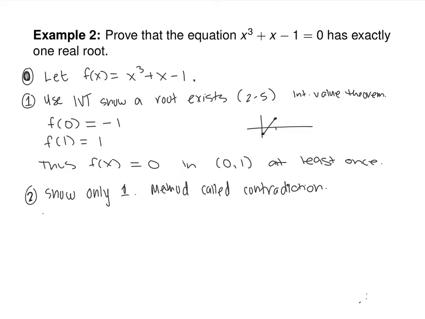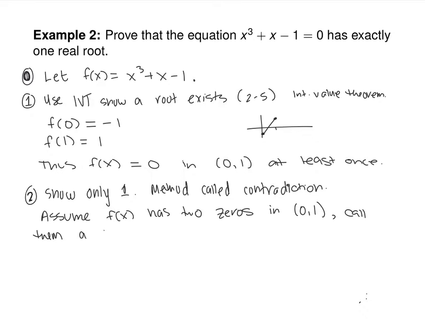So what we're going to do is we're going to assume f of x has 2 zeros in the interval from 0 to 1, and do I know where they are? You gotta give them the names. We're gonna call them A and B, just because.